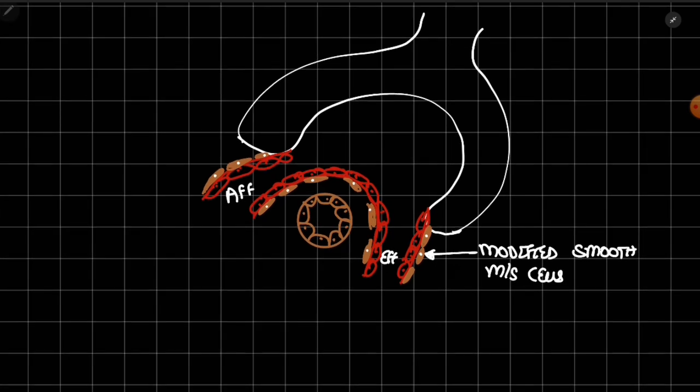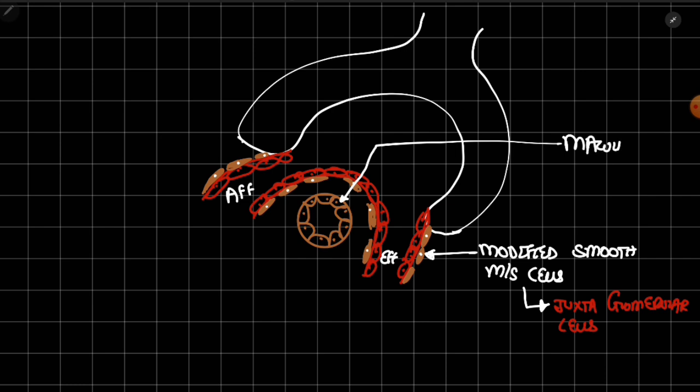Listen very carefully. These modified smooth muscle cells are basically the juxtaglomerular cells. So remember one thing: the juxtaglomerular cells are not urinary cells or blood cells. They are basically modified smooth muscle cells. And this tube, the urinary tube, which consists of these cells, they are the macula densa cells. Don't confuse macula densa cells. Now I will tell you the functions of both the cells.